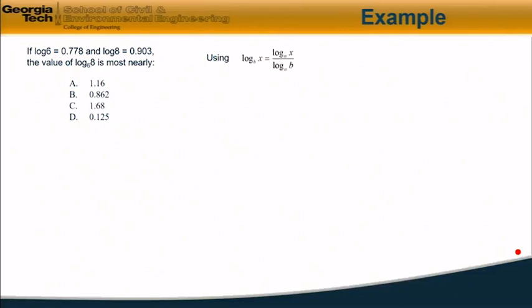So we use our general equation for converting between bases: log base b of x is equal to log base a of x divided by log base a of b. So in this case we have log base b of x is equal to log base 10 of x divided by log base 10 of b, where x and b are the two values that were given. So logarithm to the base 6 of 8 equals log to the base 10 of 8 divided by log to the base 10 of 6, which is equal to the given values of 0.903 divided by 0.778, which is equal to 1.161. So the closest answer is A. And this concludes our discussion of logarithms.